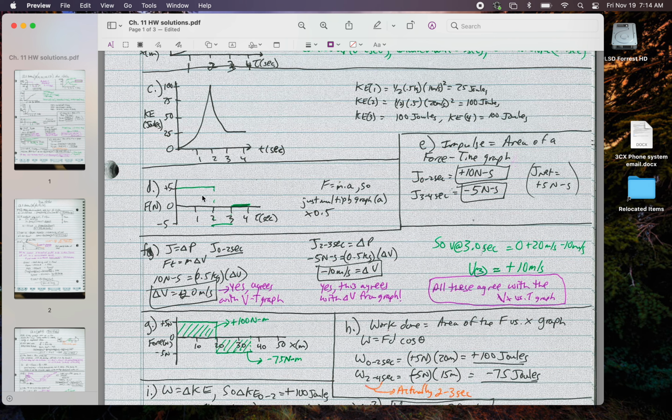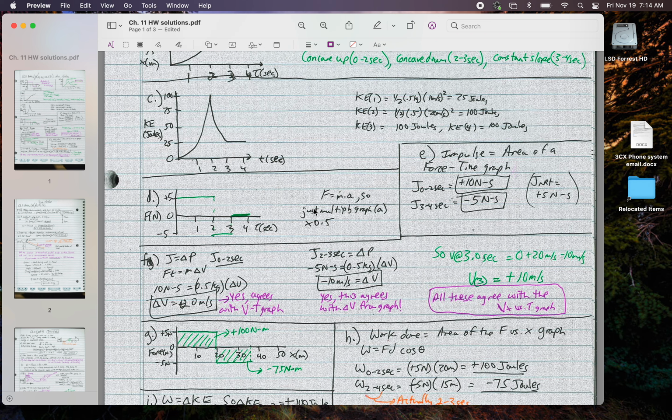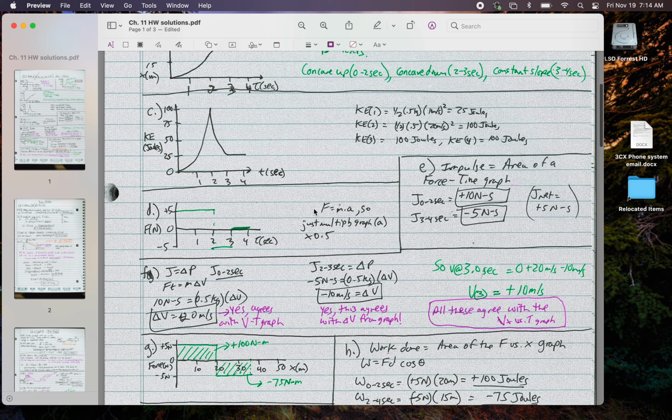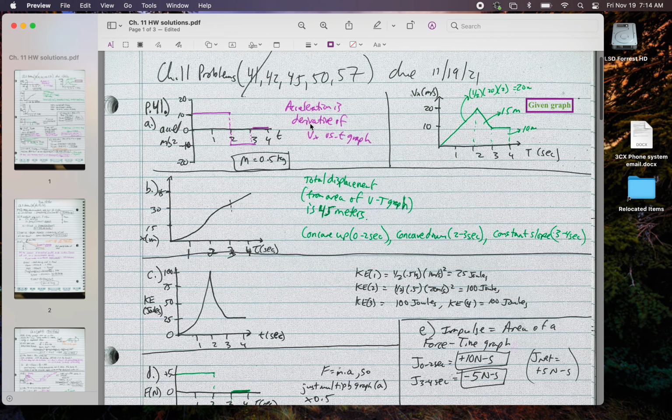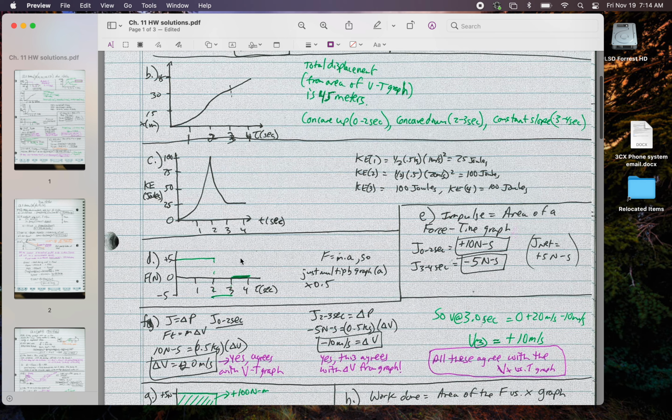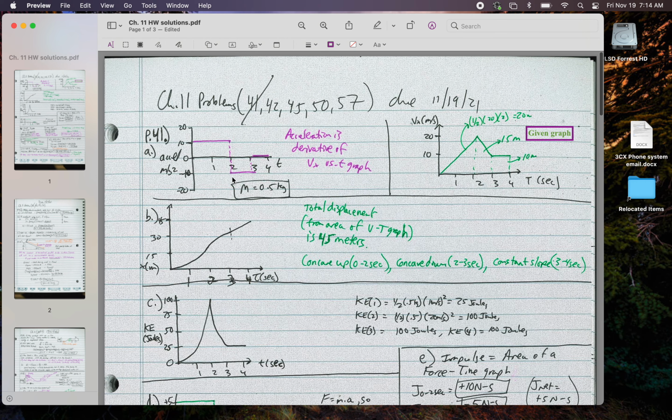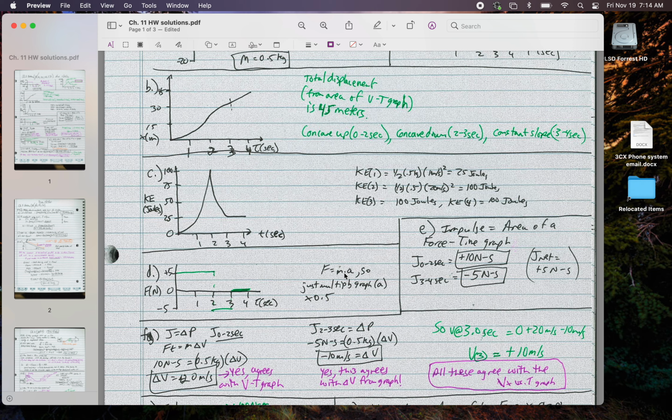For letter D, I ended up having here, this is a force graph. Well, you need to recognize that force is equal to mass times acceleration. That's Newton's second law, great law. And so we already knew the acceleration graph. So this graph should look exactly the same as the graph for A, except that it's multiplied by the mass, which is 0.5.